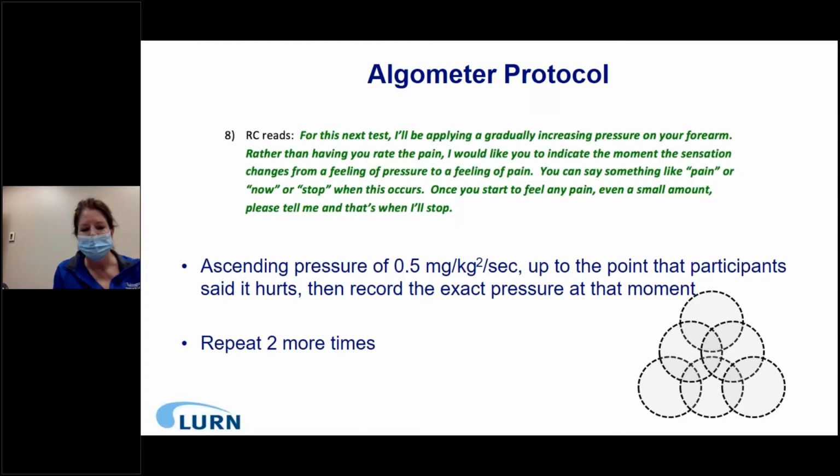So the threshold pain thing, we are increasing by 0.5 and it's done only once, right? No, 3 times. You do this 3 times. So you get 3 different threshold values. And you increase by 0.5 per second as you're pressing down each time. That's just the rate at which you apply the pressure.